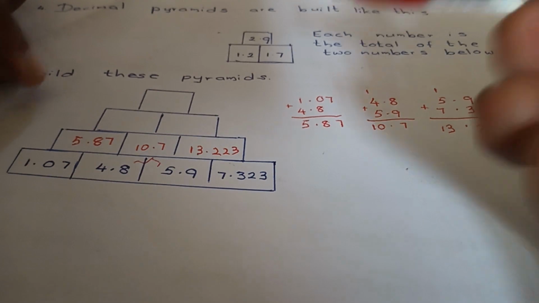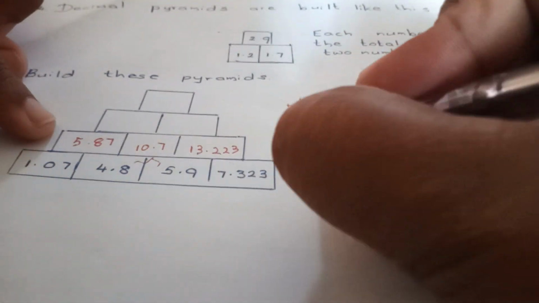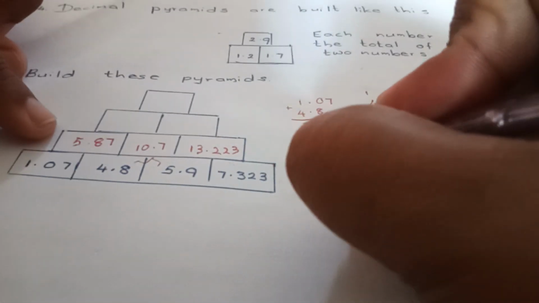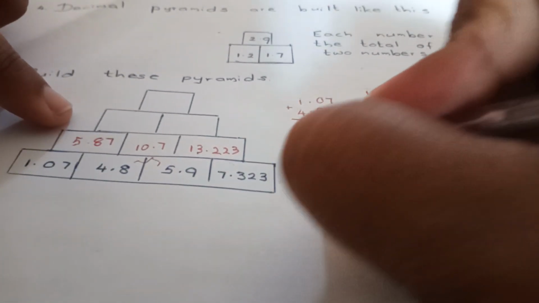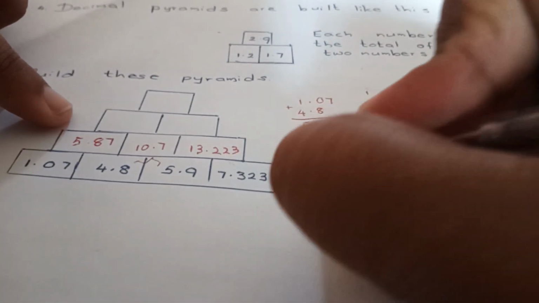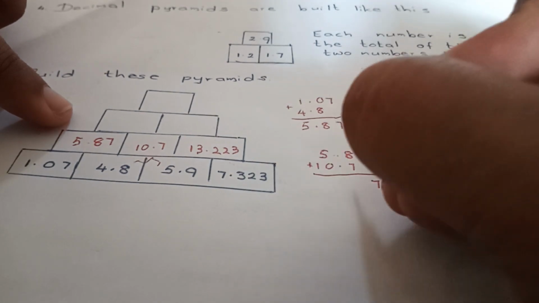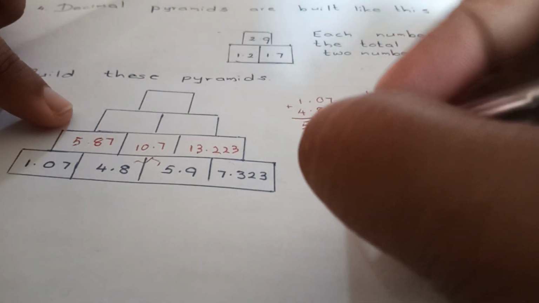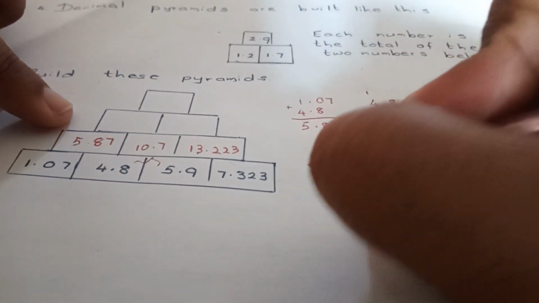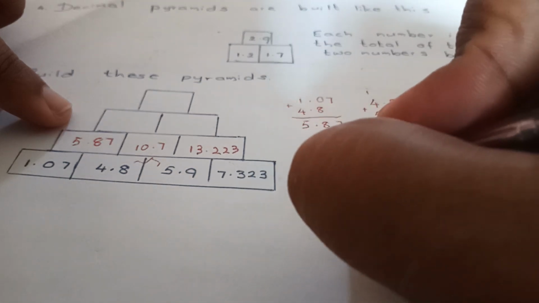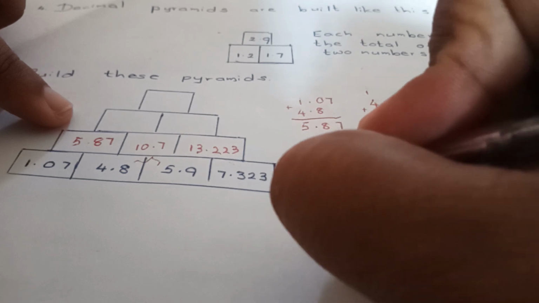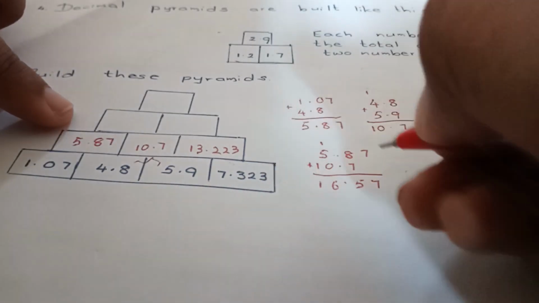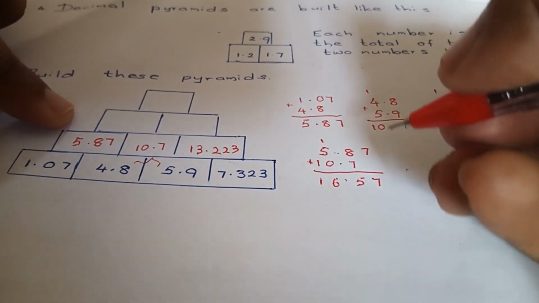Okay, next add these two numbers. 5.87 plus 10.7. 7. 8 plus 7, 15. 1 remains. 1 plus 5, 6. 1. 16.57.